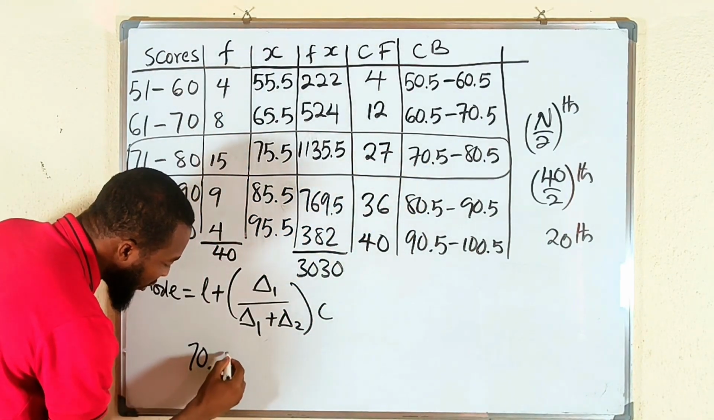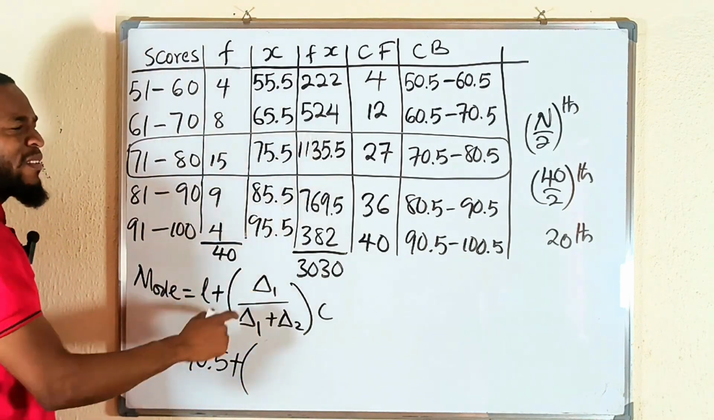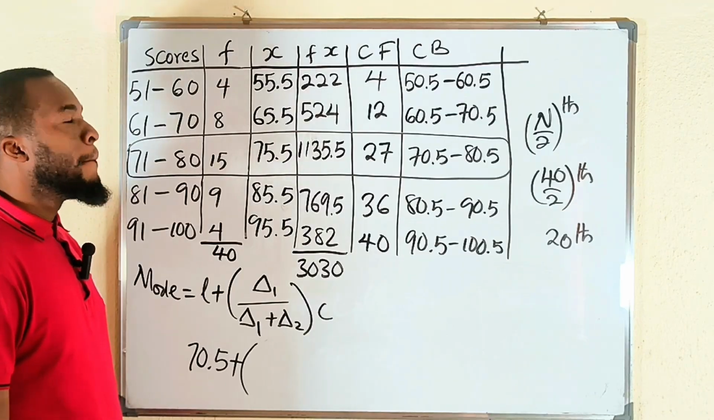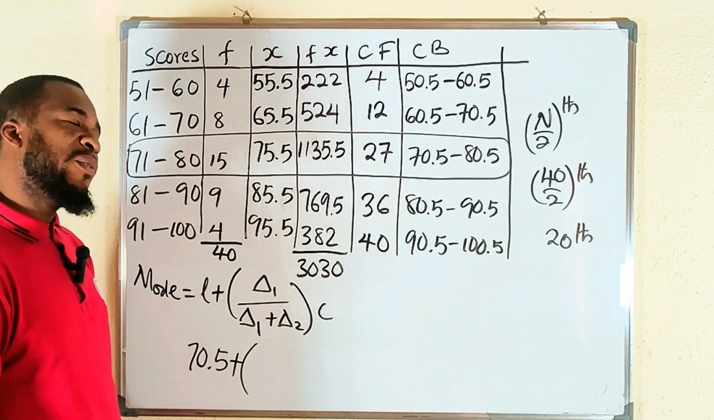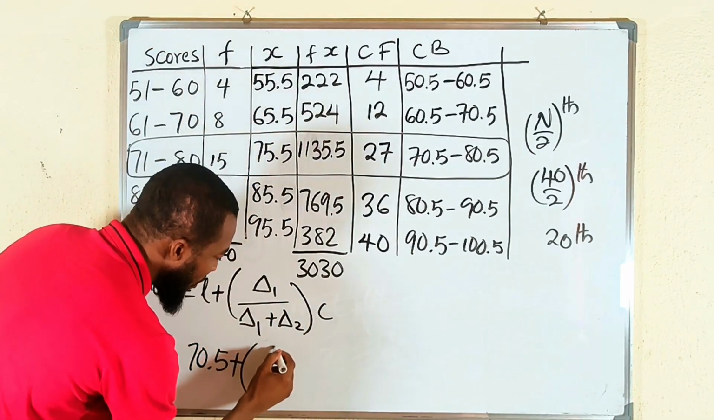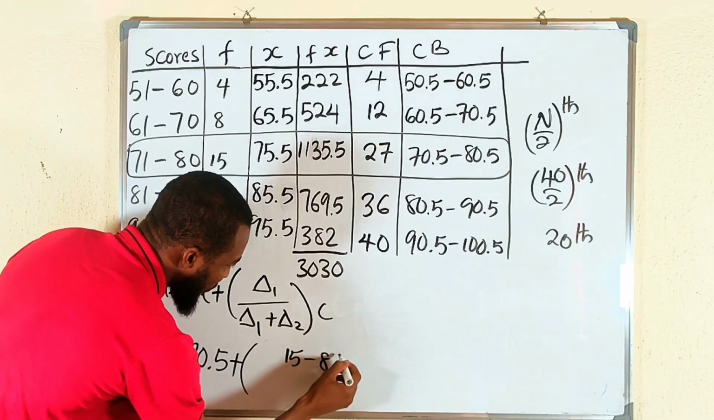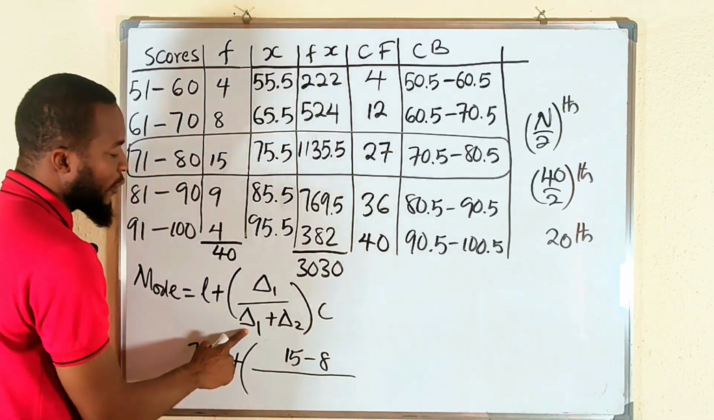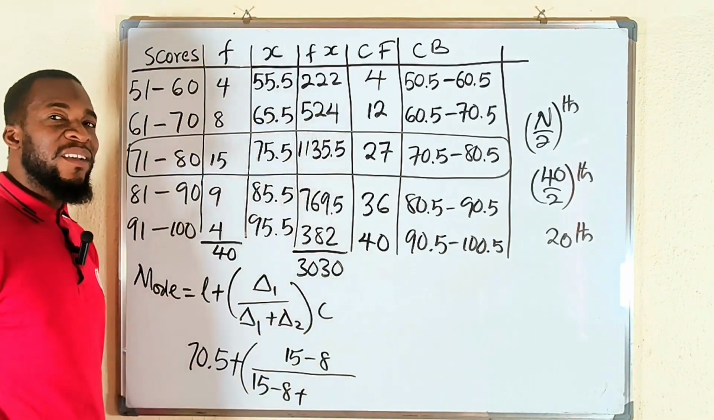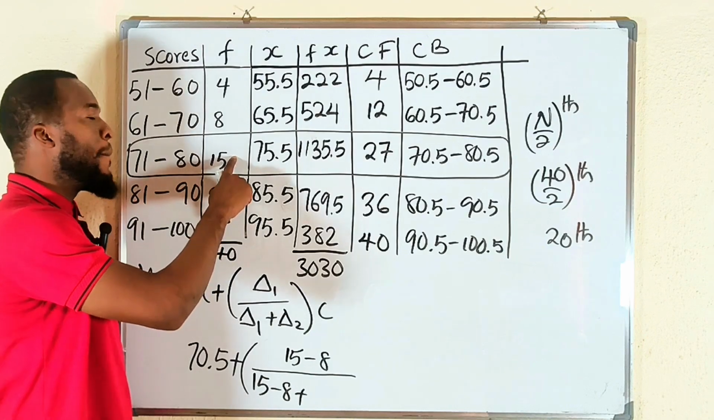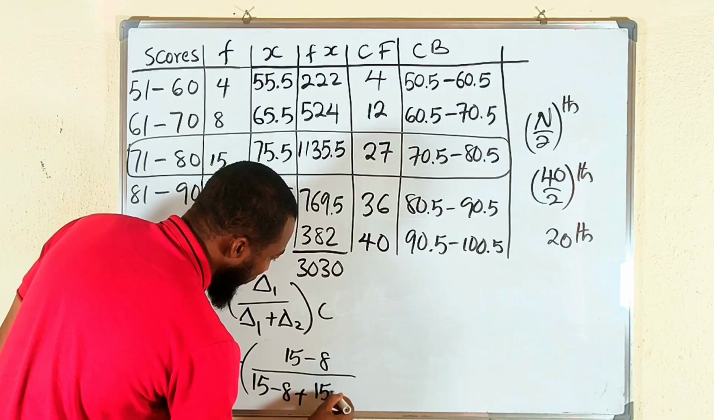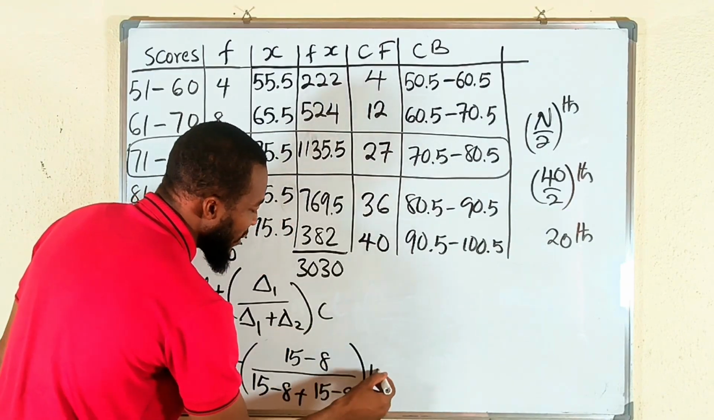So this is 70.5 plus, what is delta 1? Delta 1 is the frequency of the modal class minus the frequency before the modal class, which is 15 minus 8. 15 minus 8, divided by, this one is already the same thing as this one, so you have 15 minus 8 plus delta 2, which is the frequency of the modal class minus the frequency after the modal class, that is 15 minus 9. Class size we have already seen, it is 10.